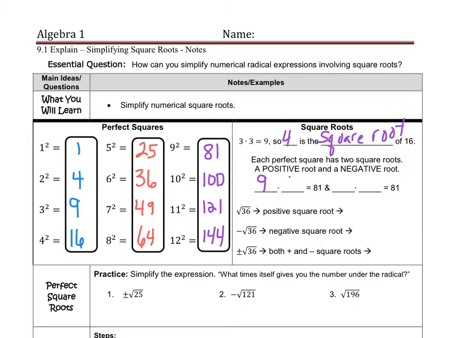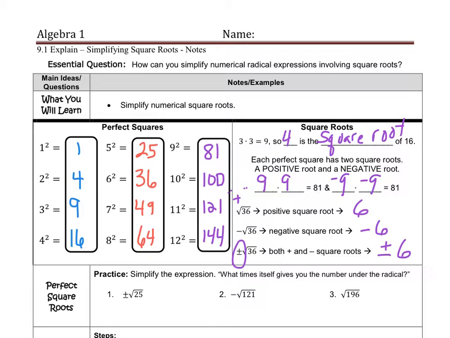So 9 times 9 gives the positive root of 81, and negative 9 times negative 9 gives the negative root of 81. If they don't have anything written in front of it, it's going to be a positive. So the positive square root of 36 is 6. The negative sign in front of it asks for the negative square root, which is negative 6. And sometimes they write both the positive and the negative, meaning they want both square roots. So we just say positive or negative 6.